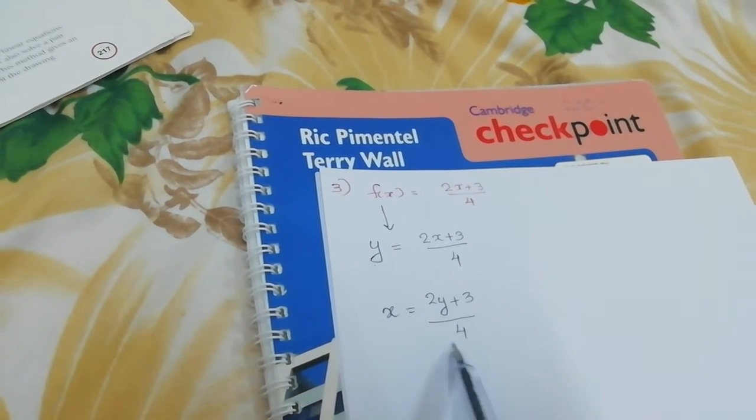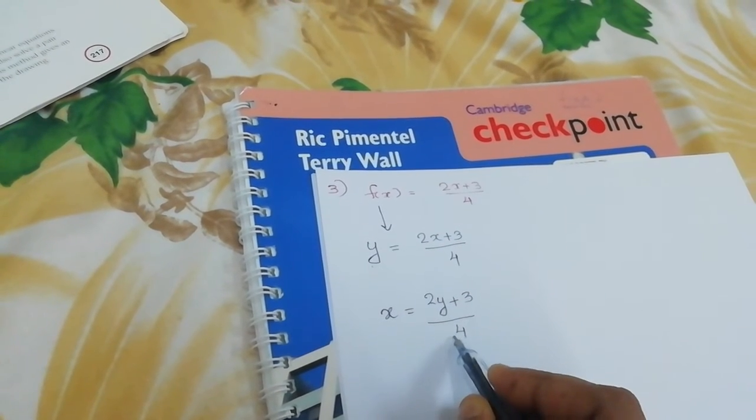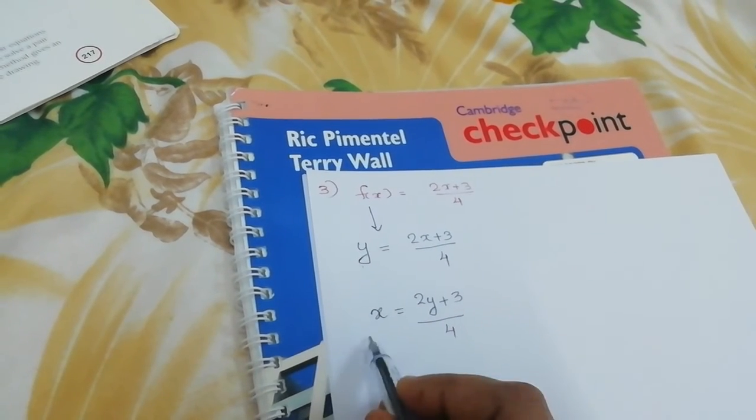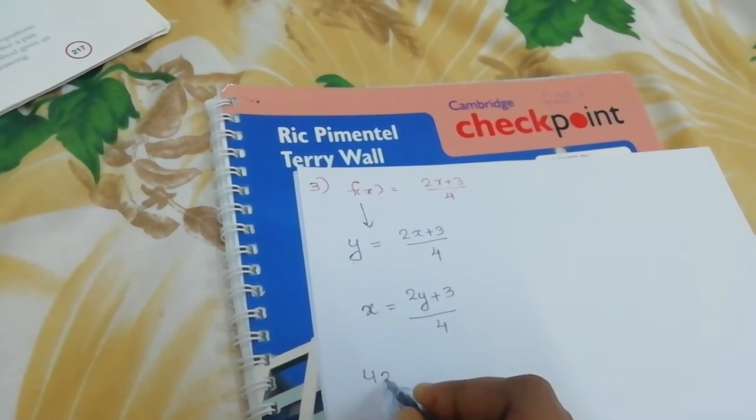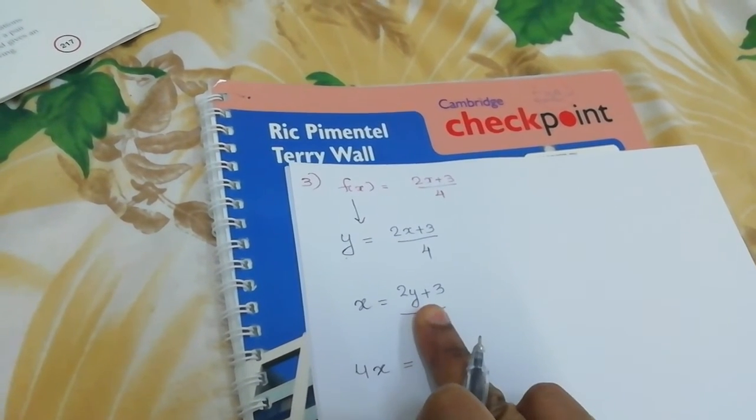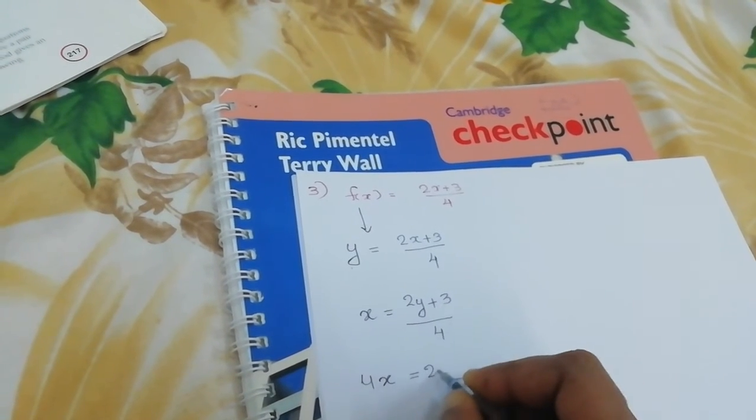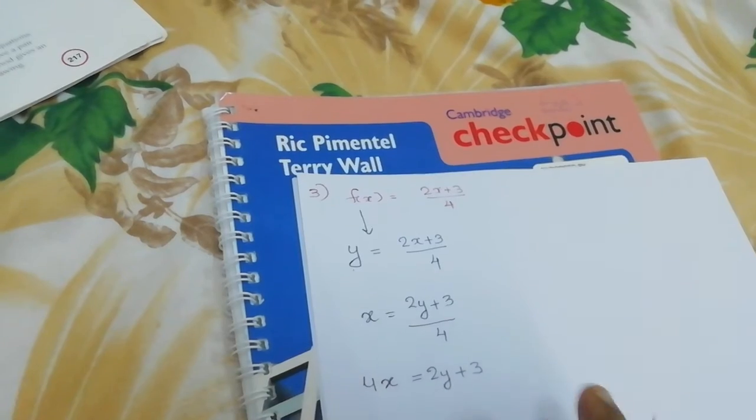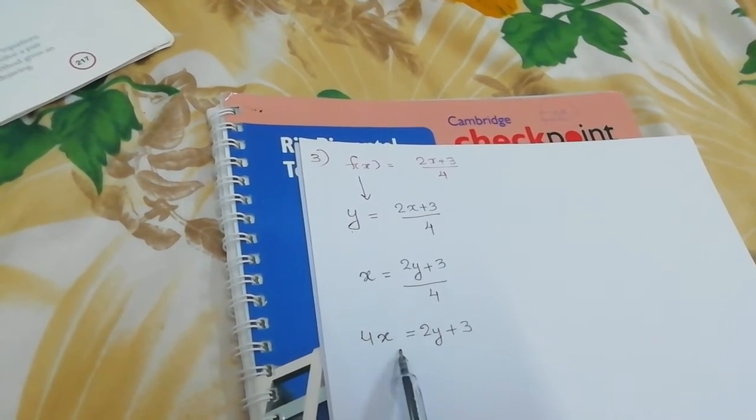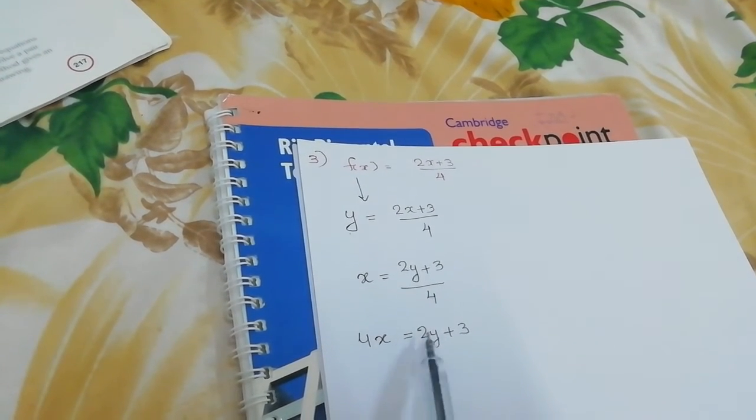You are moving the division first. So move the division: division will become multiplication. So 4 multiplied by x, which will be 4x, equals, after moving this, 2y plus 3. So you can write here 2y plus 3. Then I cannot stop here because I didn't get y equals. So we have to move the rest, 2 and 3.